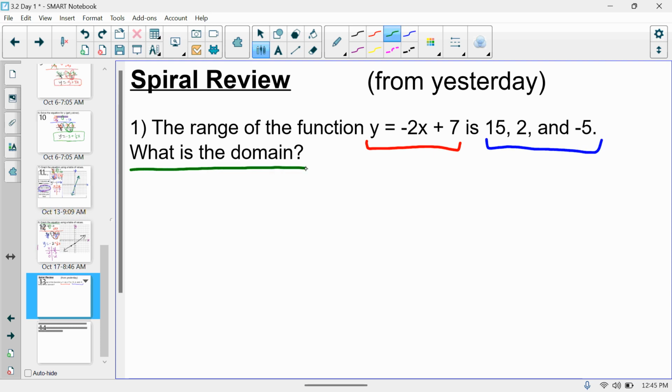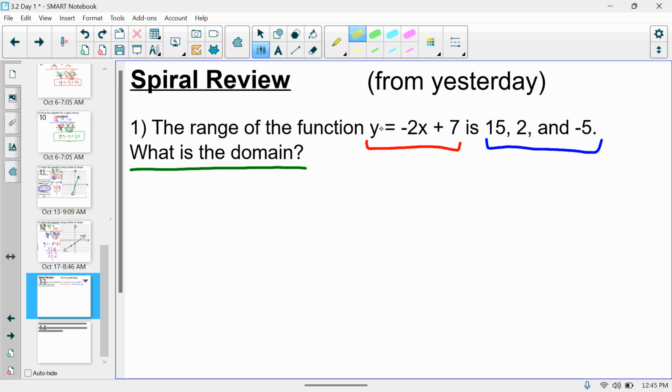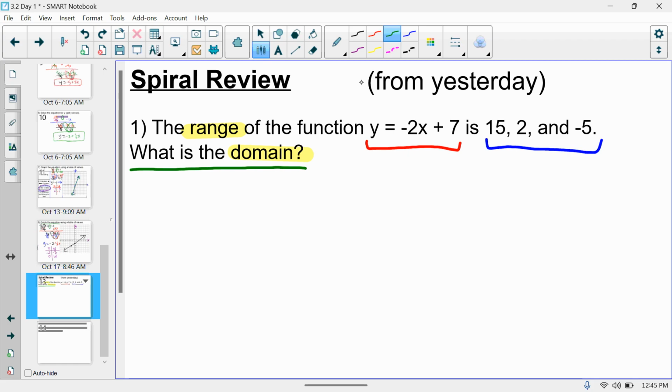What is the domain? So guys, again, in order to answer a question like this, we have to know our vocabulary. We have to know what range and domain mean. So somebody tell me what range means. Elise? Yes, range is the y values, okay? So then we know the range. It says the range is these numbers. So what am I supposed to be doing in this question, Kale? Yeah, where do I plug it in?